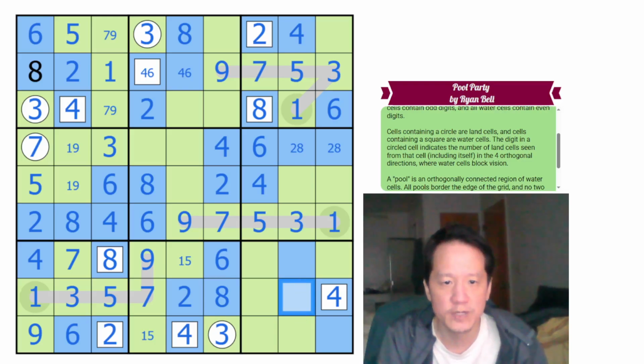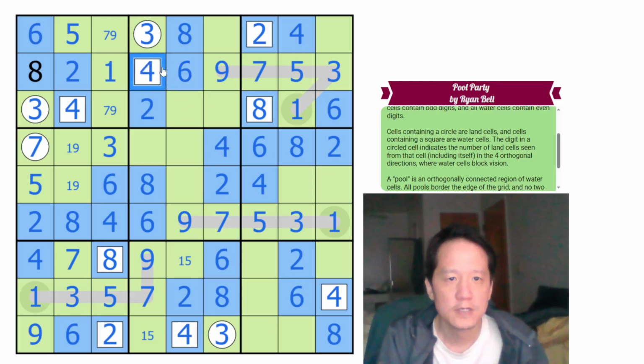So therefore, this must be a 6. This has to be a 2. This must be 8, which makes that a 2, and this has to be an 8. And now this is a pool of size 4, so this is 4, which makes that 6. Now it's just Sudoku, right? Probably. This can't be 9.